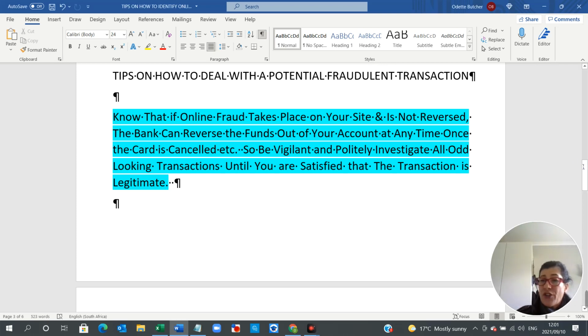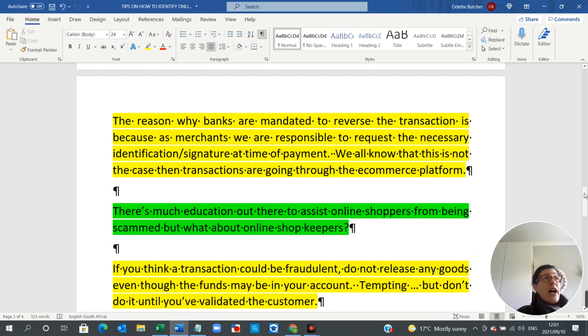We're now going to go through a couple of pointers that you could use if you want to go about investigating a transaction. First, just to give you a little more background, the reason why banks are mandated to reverse the transaction is because as merchants, we are responsible to request the necessary identification and signature at time of payment. Remember that this is very difficult within an online environment as opposed to being in a bricks and mortar shop, because the customer is actually not there. It's not a human experience when we're shopping online.